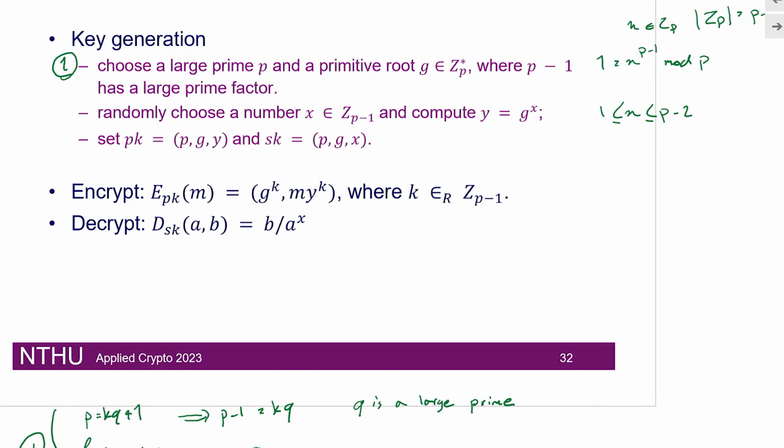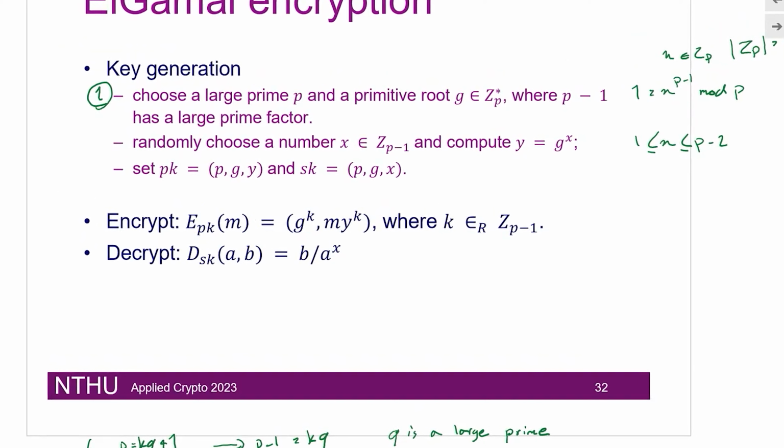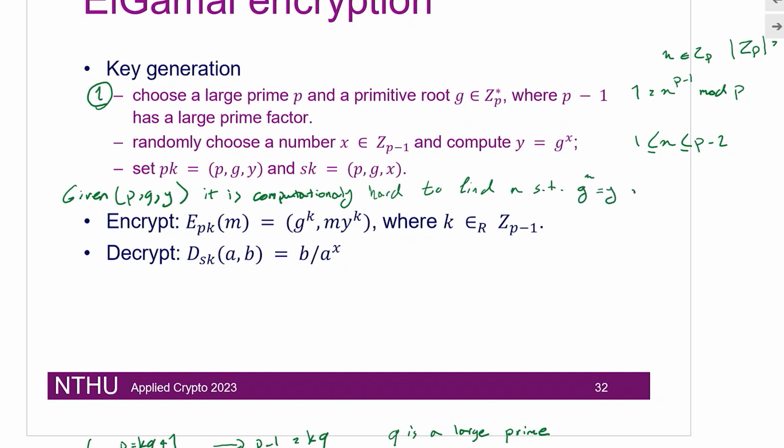Remember that here we are talking about the discrete logarithm problem. So it is okay for us to publish this value with everyone, because given p, g, and y, it is computationally hard or difficult to find x such that g to the x equals y mod p, right? This is the discrete logarithm problem.